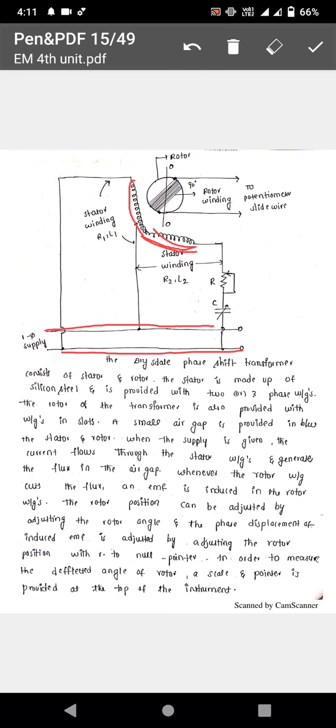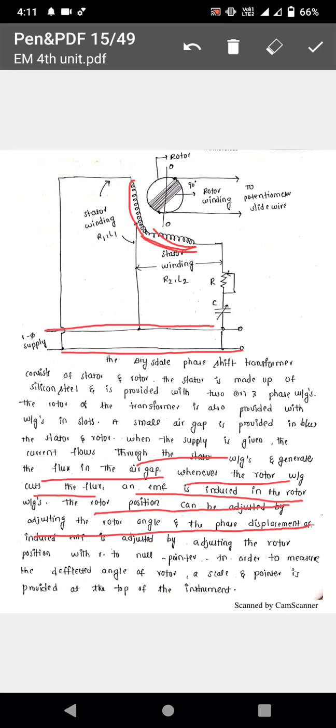When supply is given, current flows through the stator windings, similar to the motor principle. Whenever supply is given to the stator, it generates flux in the air gap. Whenever the rotor winding cuts the magnetic flux, an EMF is induced in the rotor. The rotor position can be adjusted, adjusting the angle of phase displacement of the induced EMF. The supply voltage is given according to the unknown voltage; we assume V is the unknown voltage. According to it, the rotor shift is known as the phase angle of the unknown voltage.